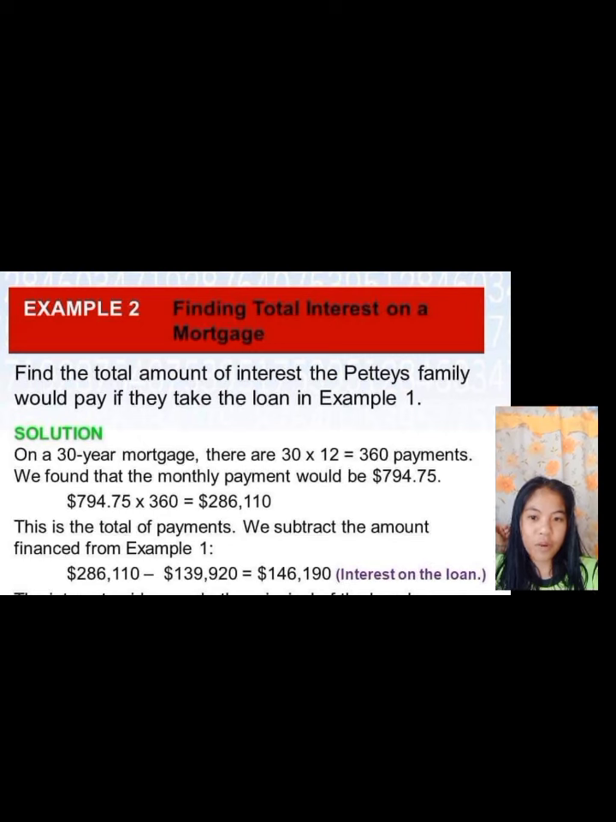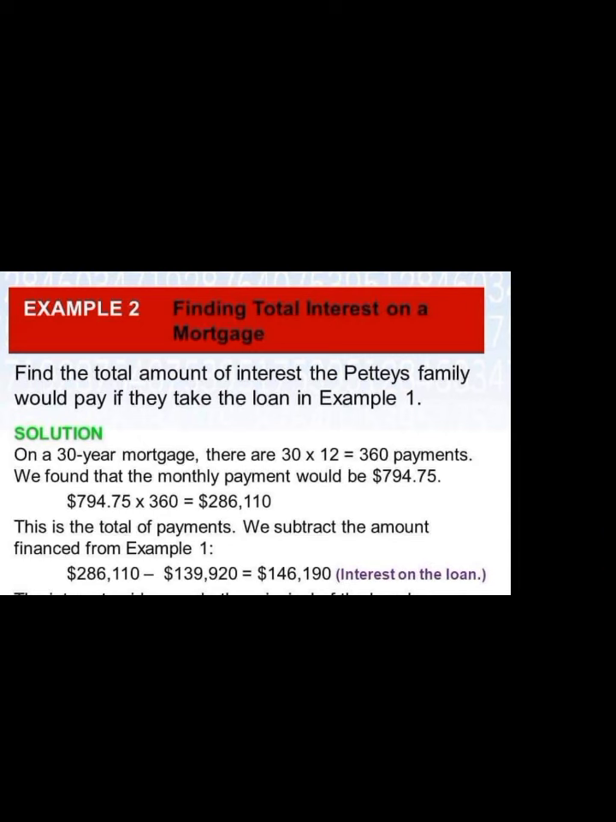Good morning, everyone. I am the next reporter. So, in example number 2, we're going to find the total interest on a mortgage. Find the total amount of interest the Paytis family would pay if they take the loan in example 1.